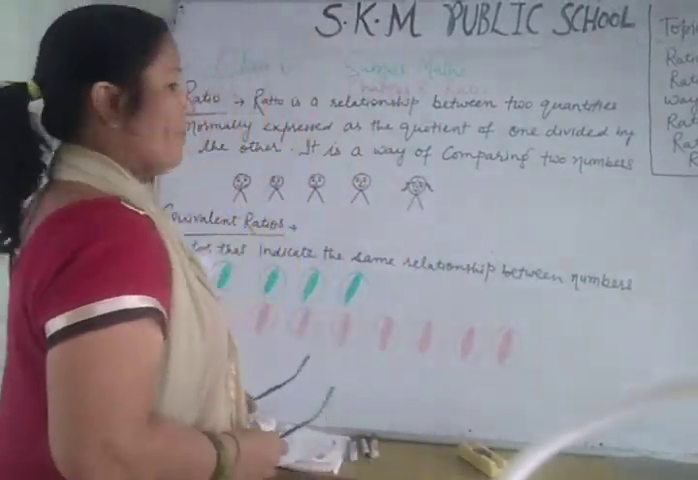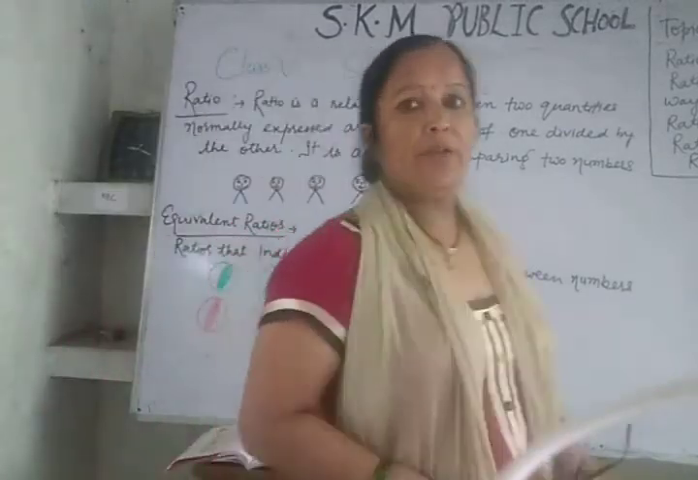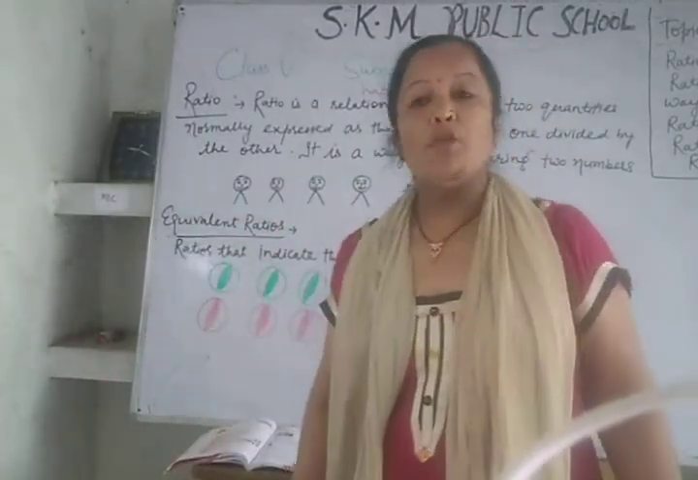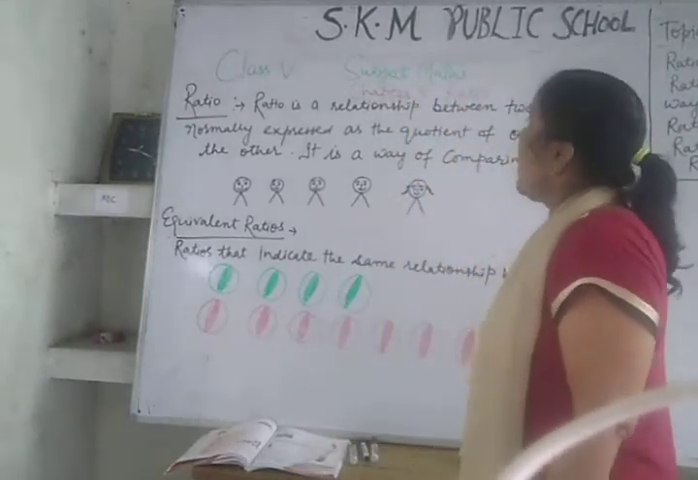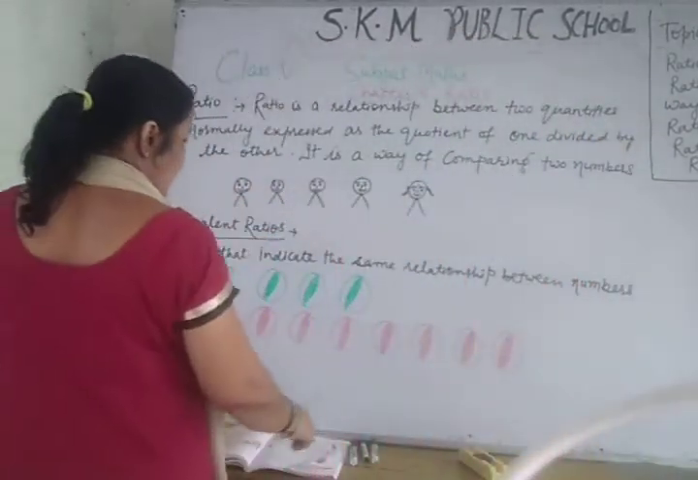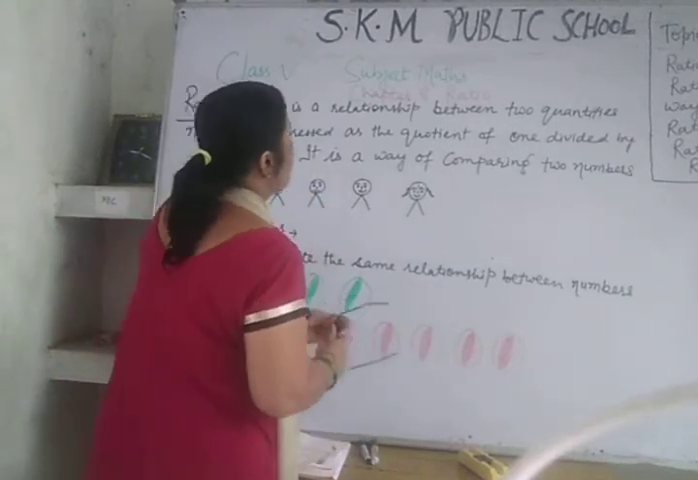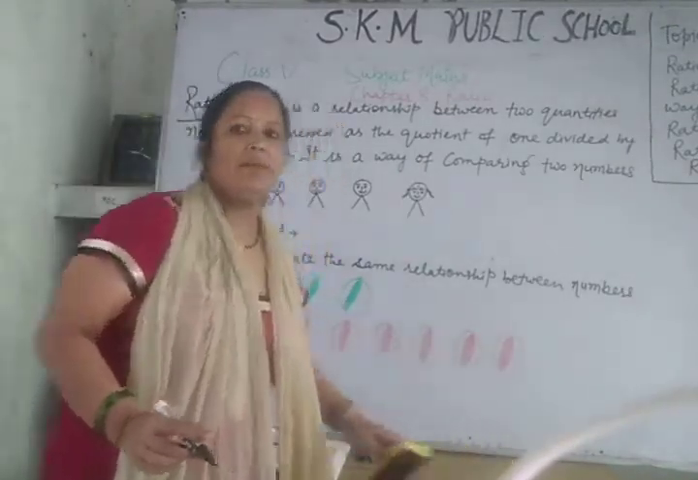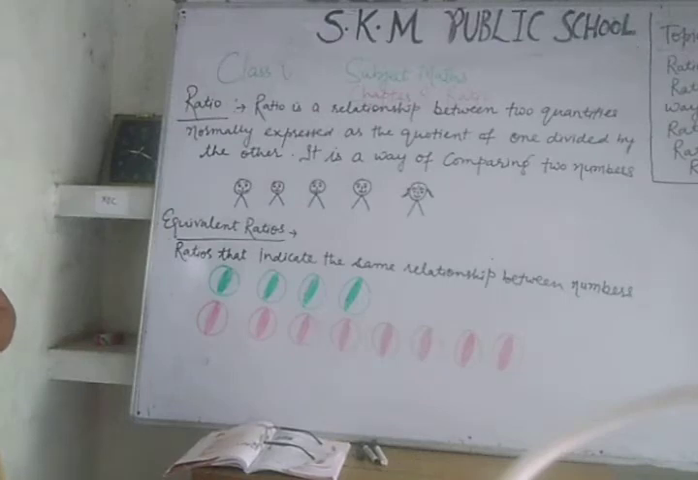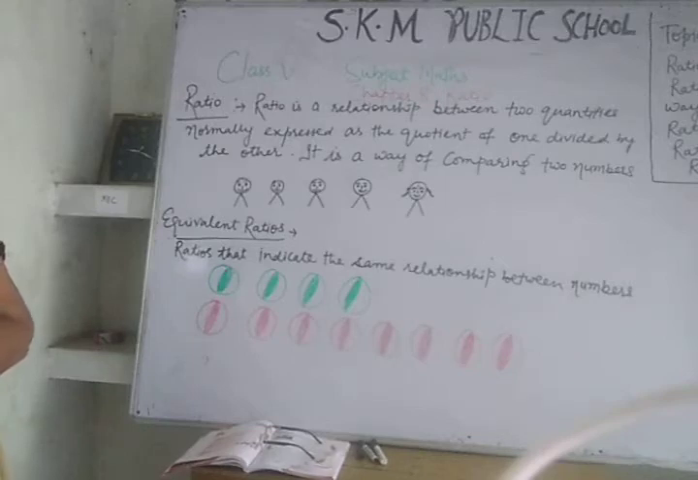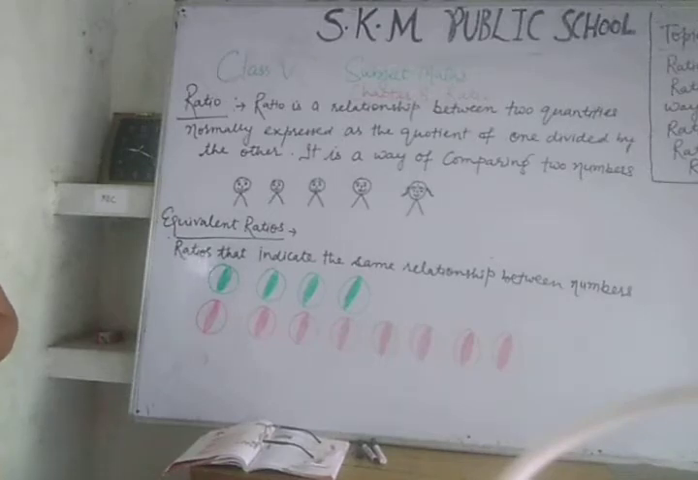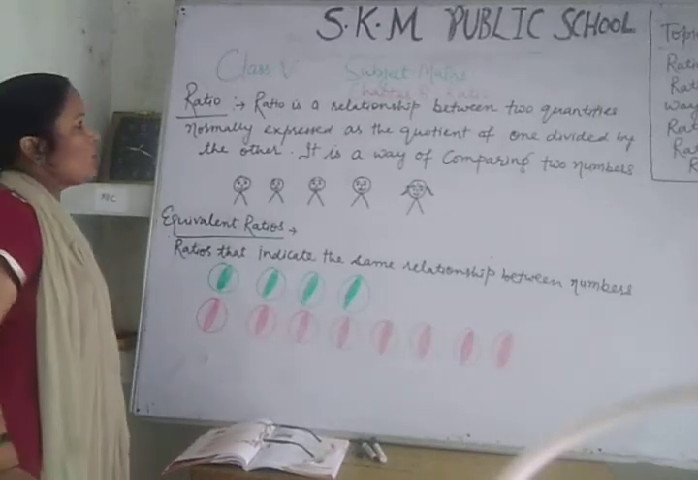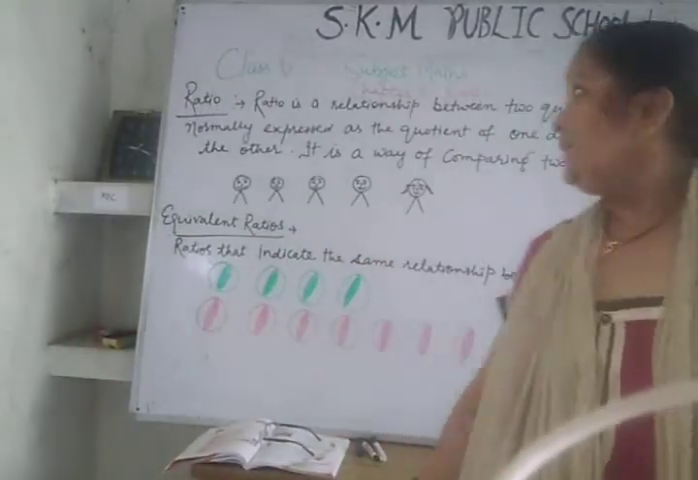So let's start the topic ratio here. Ratio is a relationship between two quantities of the same unit, normally expressed as the quotient of one divided by the other. It is a way of comparing two numbers. So ratio is a relationship between two quantities normally expressed as the quotient of one divided by the other.